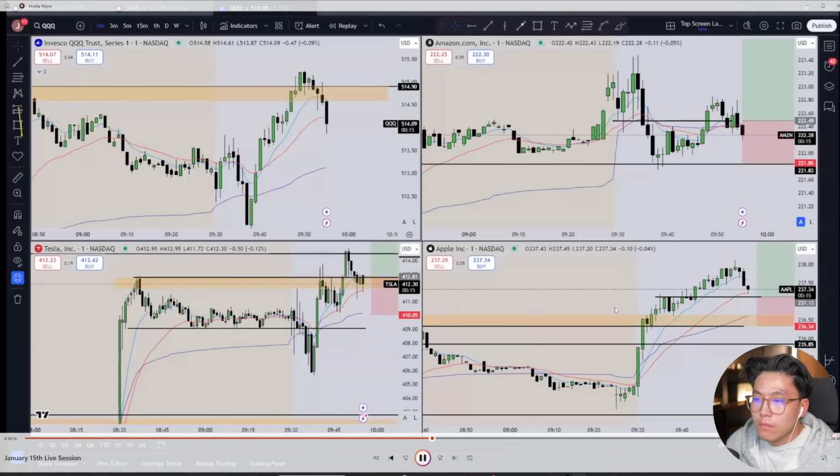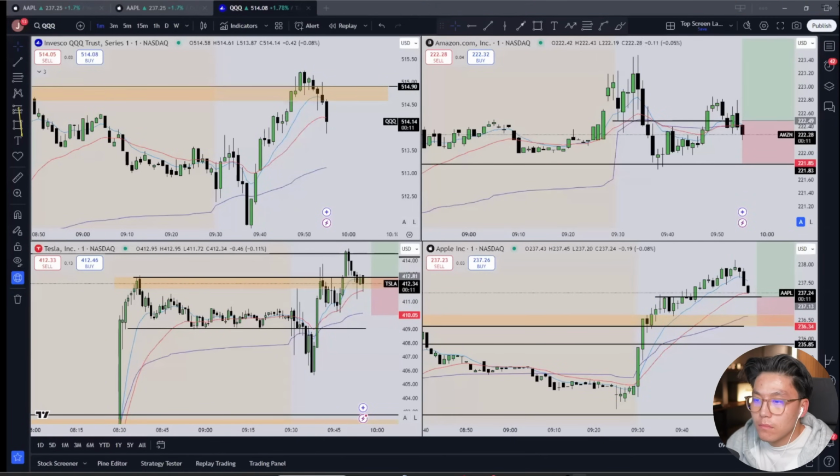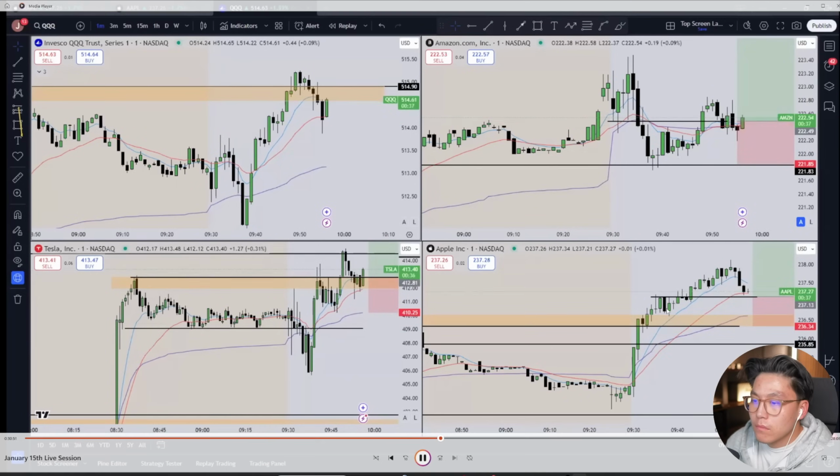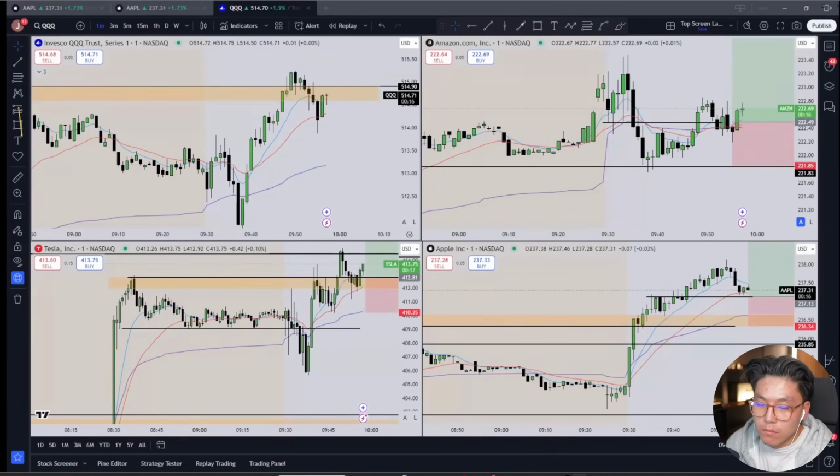Yeah, with the Q's rejecting off this pre-market high, you want to see Tesla hold. Tesla so far is trying to hold this basically 412, 5-minute opening range with your pre-market highs, and you want to keep an eye on Apple as it's pulling back as well. No, I really like Tesla.